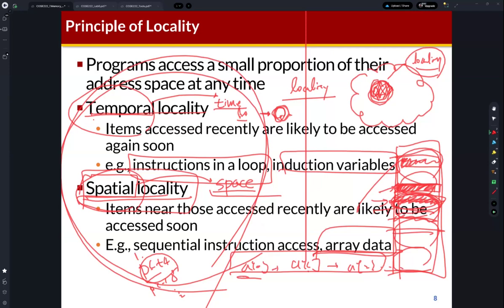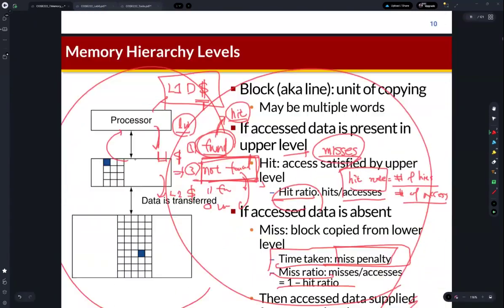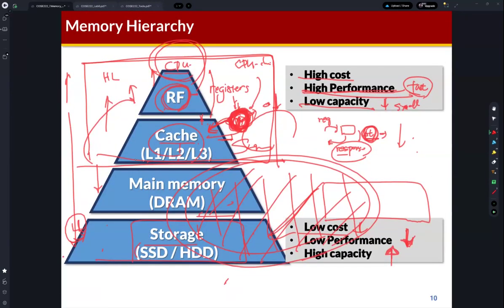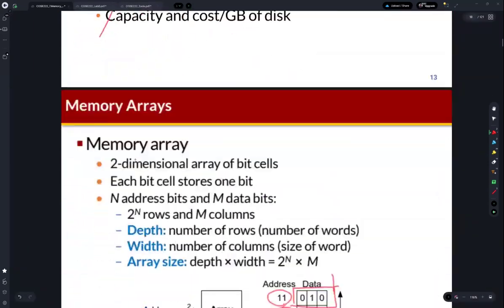This is a very important concept, right? You need to understand the definition of the temporal locality and spatial locality. Because of this, we can utilize the memory hierarchy. Because of locality, we can just store the frequently used data in the high level memory, then we can access these frequently used data quickly with high performance, right? This is the idea of the memory hierarchy.